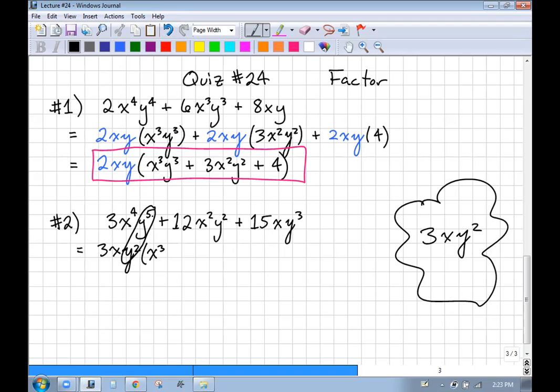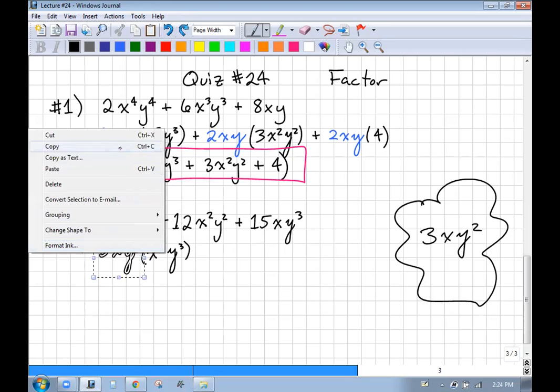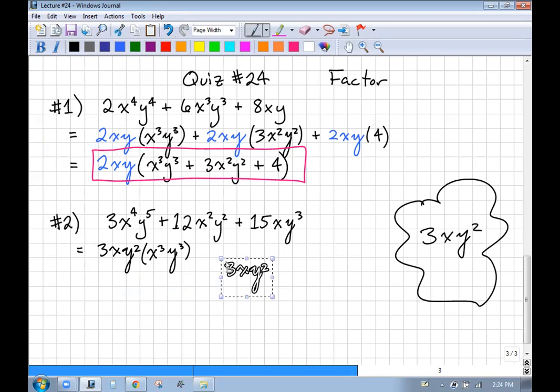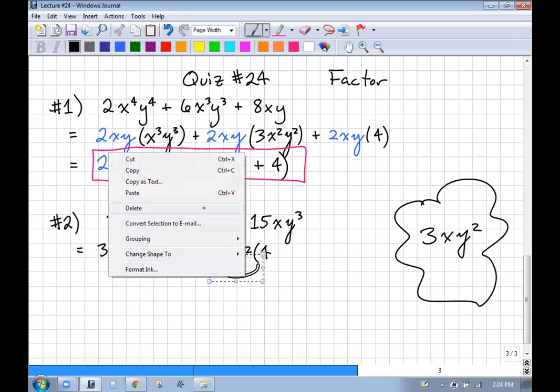And I only have 2 y's, but I need 5 of them. So I need a y cubed. So now this is the same as this. Now for this term, again, I start off with this guy. The positive, that guy. But to get a 12 here, I need to multiply this 3 times a 4.